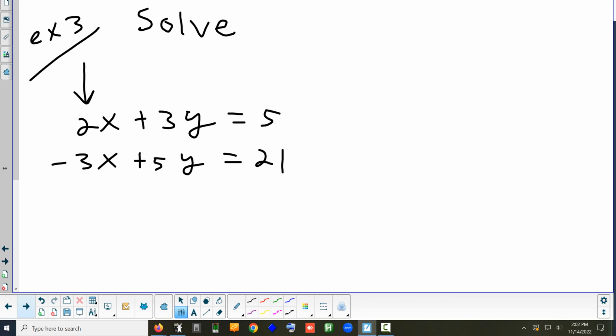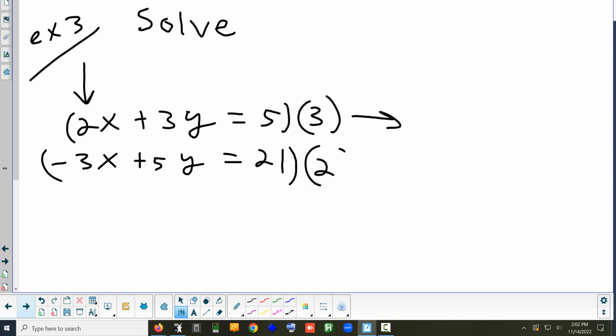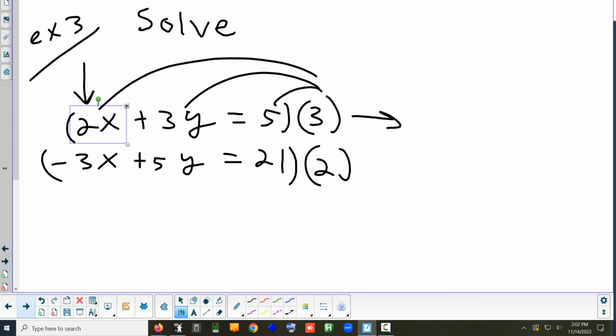All right. Let's do it like this. Let's multiply the top by 3, that entire thing. And you said multiply the bottom by what? 2. So it's like a distributive property to everything. So 6x plus 9y equals 5 times 3 is 15.